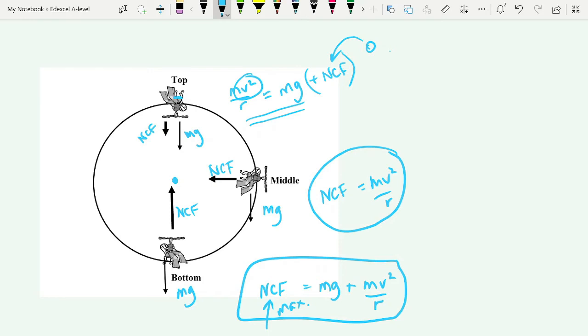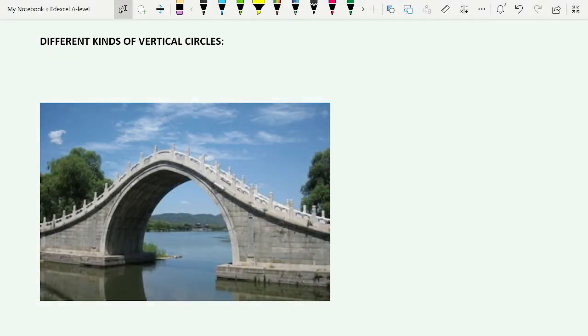Now, these are important equations to be able to play with, and I will be doing some questions in the next video showing you how to work with these equations and how to figure out how much centripetal force there is, how much normal contact force is required, etc., etc. There are all kinds of situations in which objects move in a circle, and there's no way of covering all of them, but there are some basic principles that we can look at.